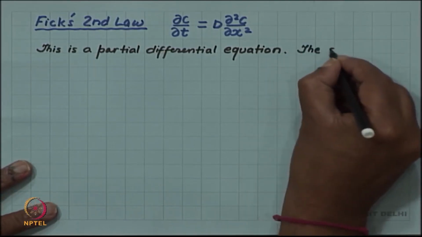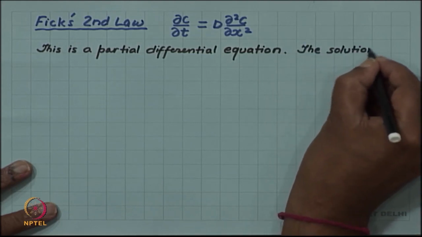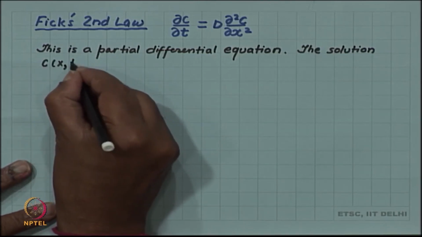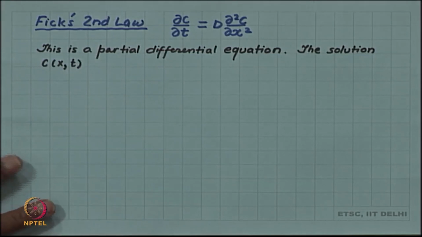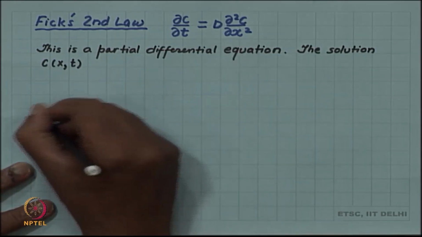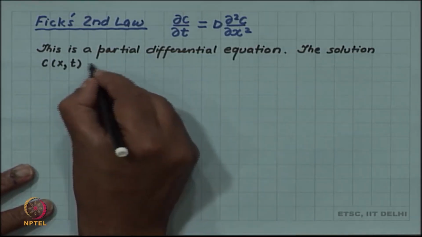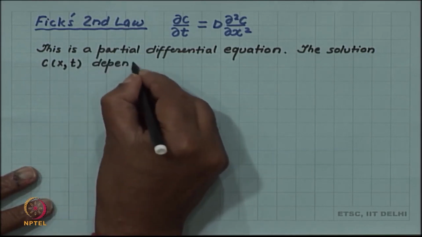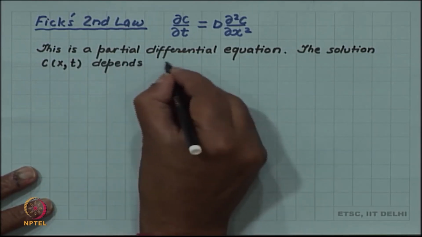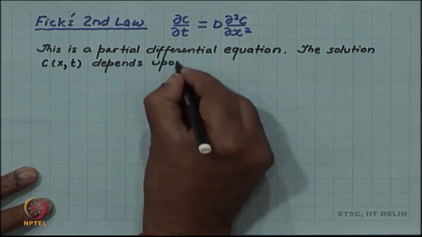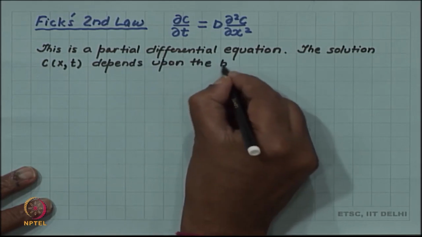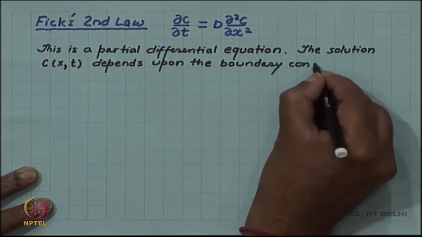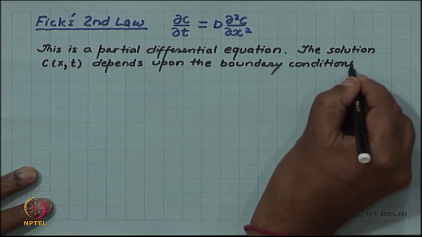So, the solution will be how the concentration changes with position and time. This will depend not only on the differential equation, but also on the boundary conditions. So, the solution C(x, t) depends upon the boundary conditions.